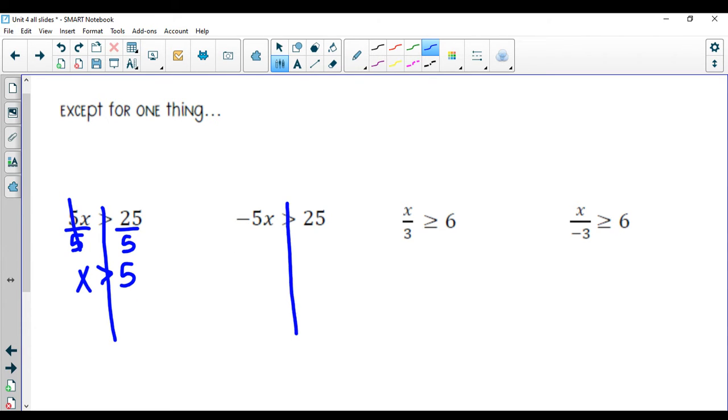In the next example, we have a negative 5 stuck to the x. We are going to go ahead and divide by a negative 5. Unfortunately, when you divide by a negative, because of our integer rules, we're going to flip the whole thing around with the inequality. So what we actually have to do is flip our inequality symbol once we multiply or divide by a negative. So 25 divided by a negative 5 is a negative 5.